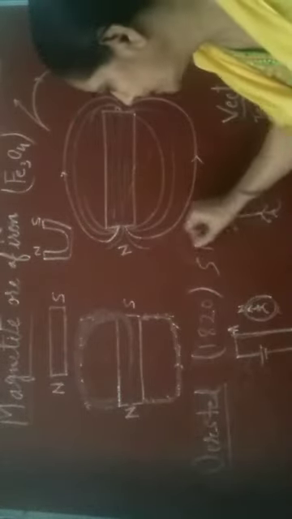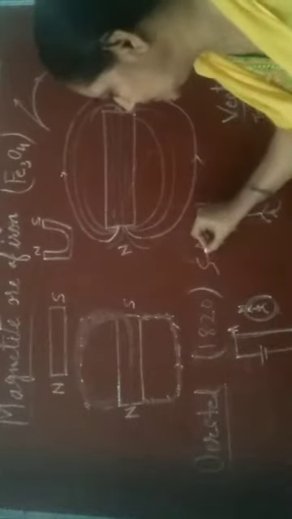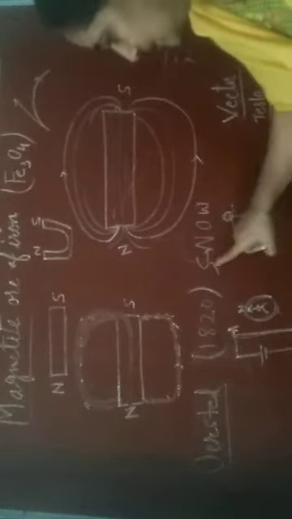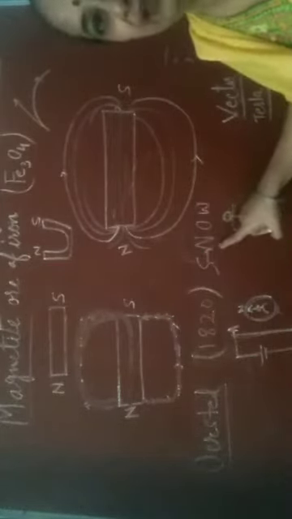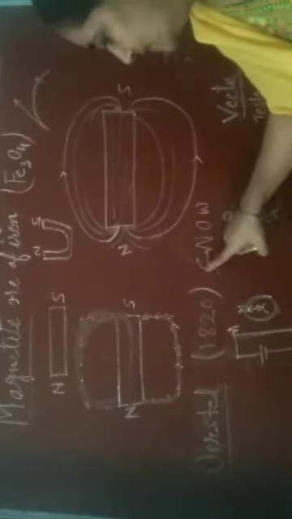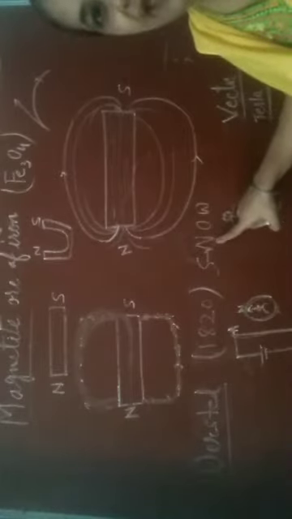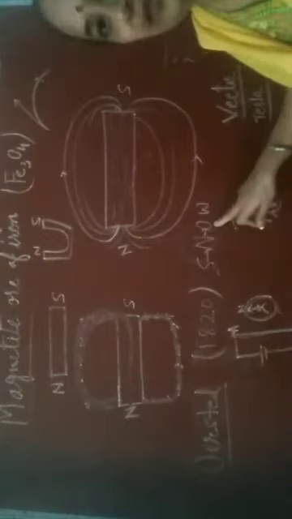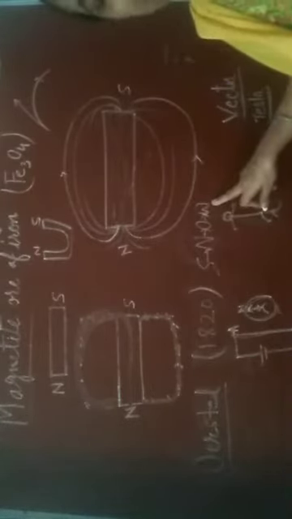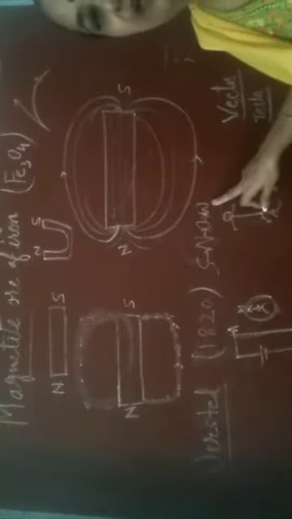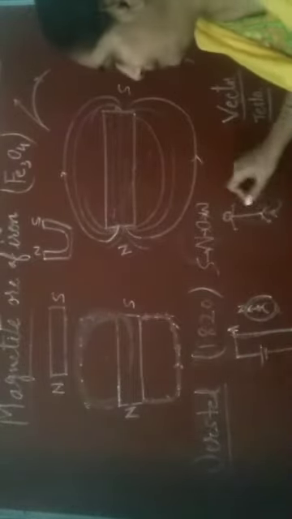Also SNOW rule. According to SNOW rule, S for south, N for north. If current flows from south to north and the needle is placed over the conductor, O for over, then deflection in the needle will be towards the west. So deflection will be towards the west. So Ampere's swimming rule and SNOW rule both are the same.